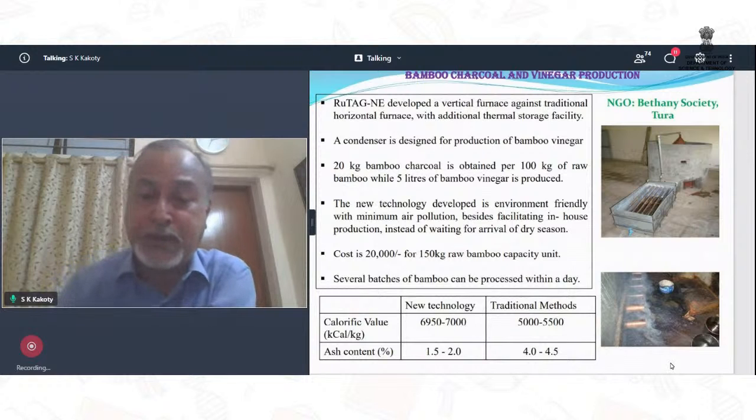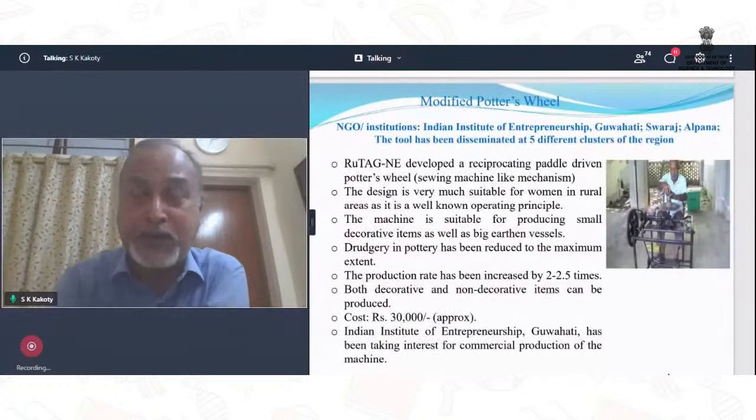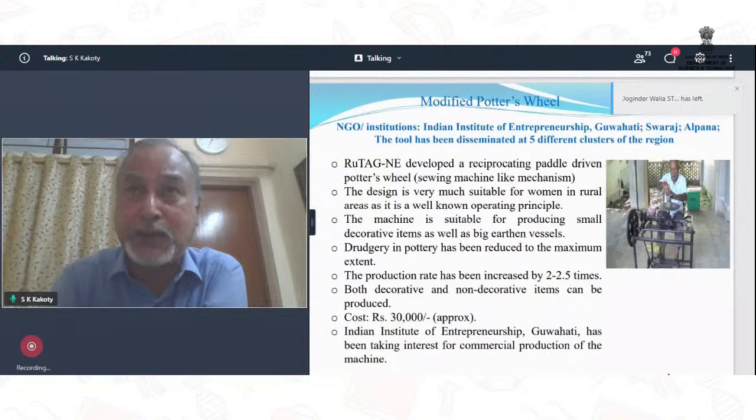Next slide, please. Along with that, we developed this vinegar production also, which is used as a sort of pesticide in the field. It is a potter's wheel.